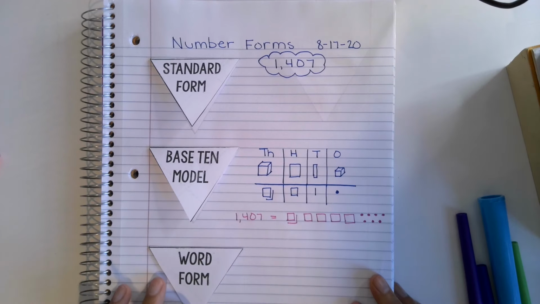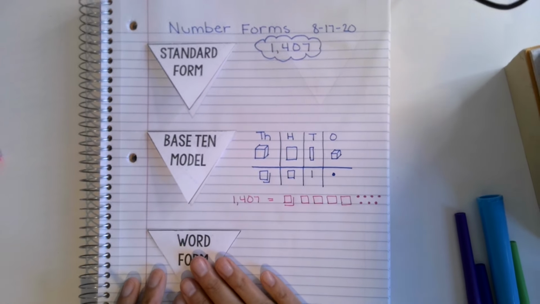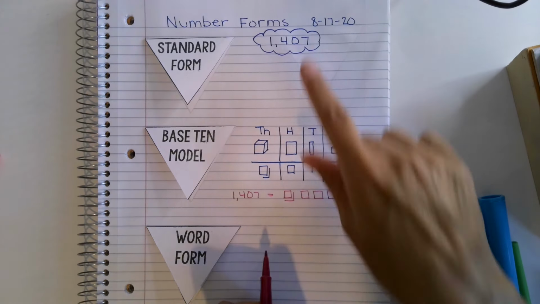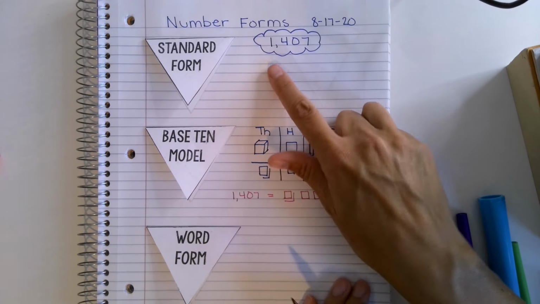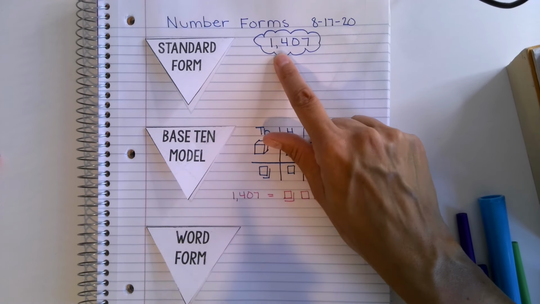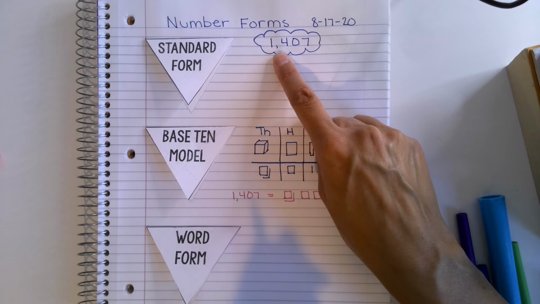All right, so word form. Word form is writing exactly what you say when you write a number. So you start from left to right when you're reading a number. So 1, and then for the comma, you say thousands.